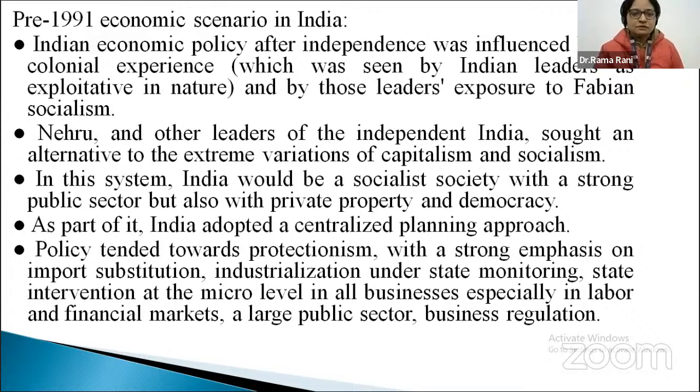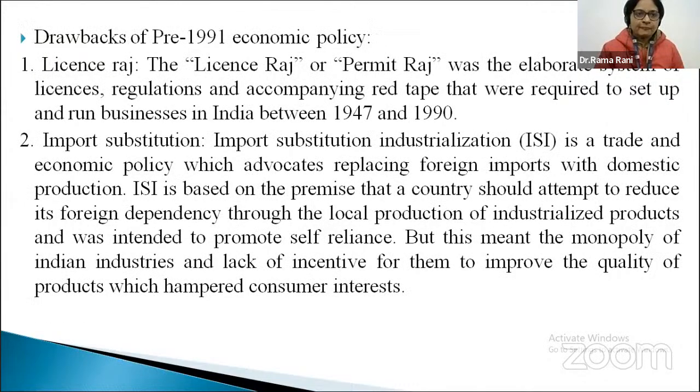Policy tended towards protectionism with a strong emphasis on import substitution, industrialization under state monitoring, and state intervention at the micro level in all the businesses, especially in labor and financial markets, a large public sector, business regulation. Now, the drawbacks of pre 1991 economic policy, license Raj. The license Raj or permit Raj was the elaborate system of licenses, regulations, and accompanying red tape that were required to set up and run businesses in India between 1947 and 1990.